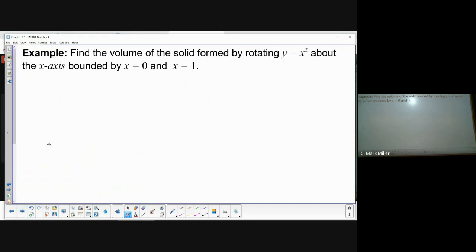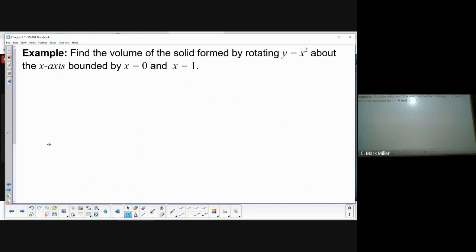Okay. Find the volume of the solid formed by rotating y equals x squared about the x-axis, bounded by x equals 0 and x equals 1. Now you remember, I said the disk method and washer method by extension. Washer method is where you're subtracting out a portion in the middle. Okay, like a washer. It's got metal around the outside and a hole in the middle.